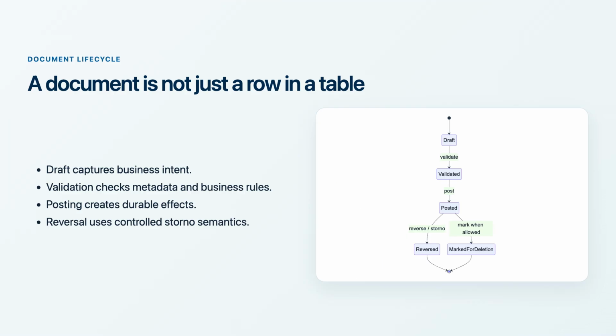A document in NGB is more than a row in a database table. It has a lifecycle. It can be drafted, validated, posted, reversed, or marked for deletion when allowed. The important part is that posted effects are treated carefully. Instead of silently rewriting history, NGB uses append-only thinking and controlled reversal patterns. That makes the system easier to audit and easier to reason about.